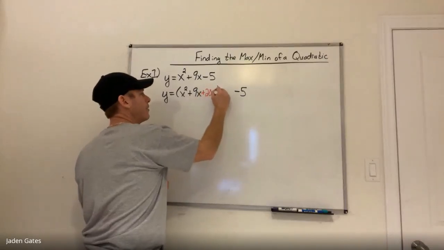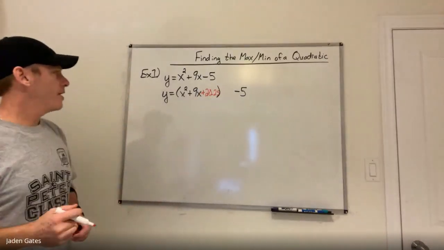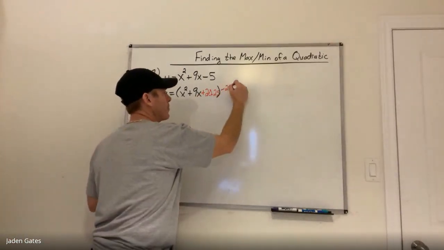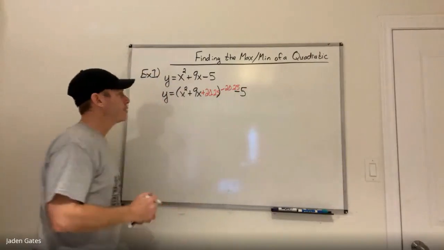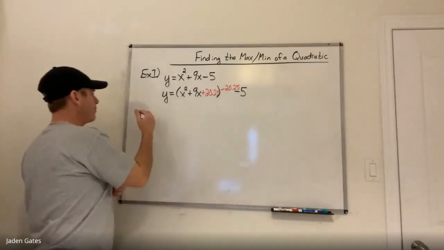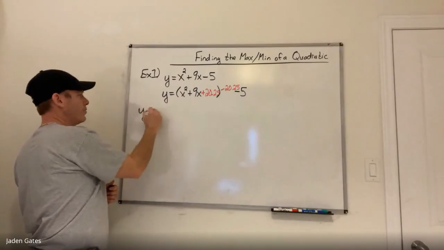20.25. All right, and again, I can't just add in 20.25. I got a minus 20.25. All right, so that is the number I need. So now I've completed the square, so I have y equals.